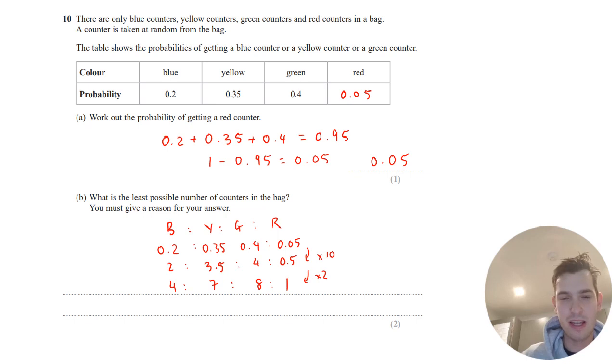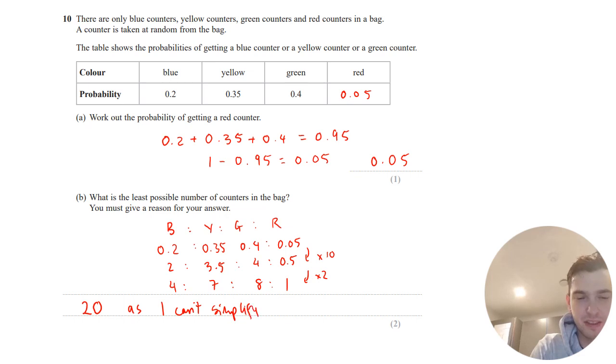So I've expressed my counters as ratios. And the reason why this is the smallest possible number is because I can't simplify this any further. So I have 4 blue, 7 yellow, 8 green, and 1 red. Those sum up to 20. And the reason is, as I can't simplify the ratio any further. That's one way of going about it. Okay, let's move on to the next question.